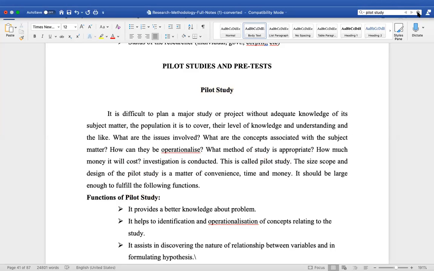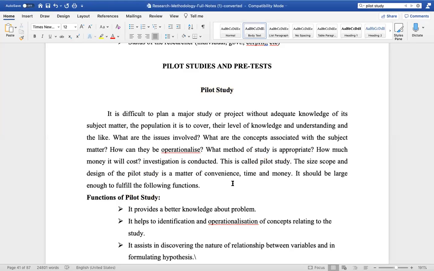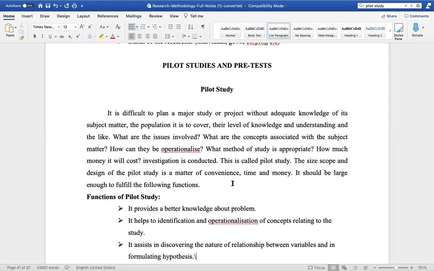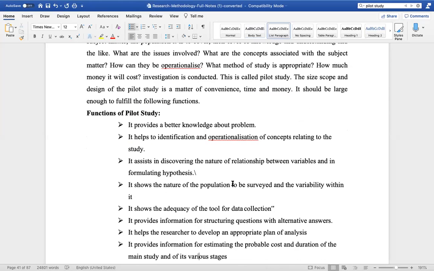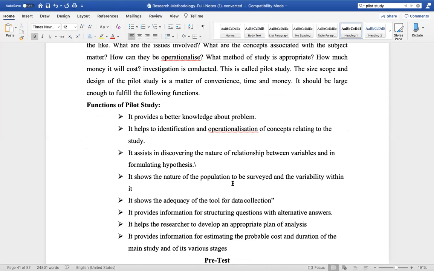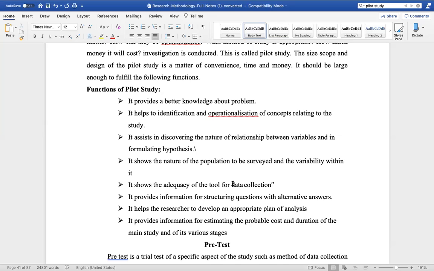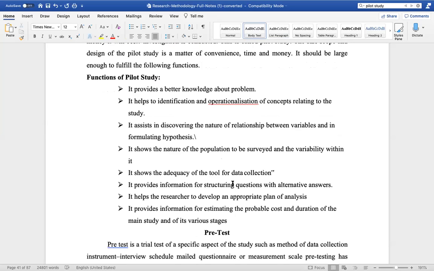So, what are the functions of a pilot study? This should be able to give me a fair idea of if my research will be finished on time and if it is going to be within the cost I estimate, or how much cost I can estimate. This also I can find out with the help of my pilot study. Another function of a pilot study is it provides me a better knowledge about the problem.